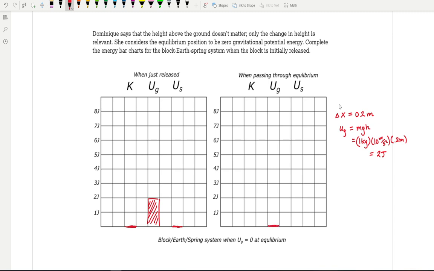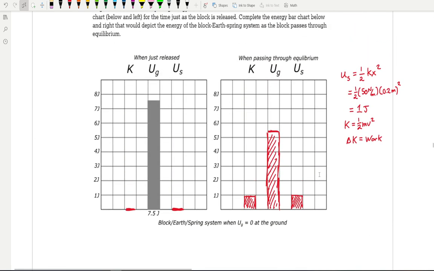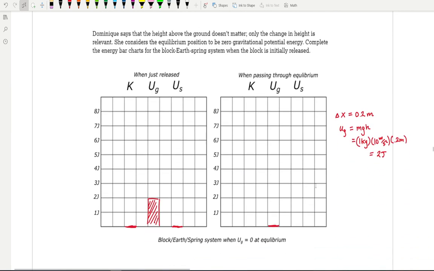But if we ran the calculations again for that 1/2 kx squared, you would get exactly the same thing. So I don't think we need to write it again. I think we just need to scroll up and look at it. Whenever we calculated the gravitational potential energy right here, we found that it was just 1 joule, and the distance that was really important was this 0.2 meters. That didn't really change if you're looking at the equilibrium position. So we still got 1 joule of work being done. So that didn't change. There was 1 joule of spring potential energy.